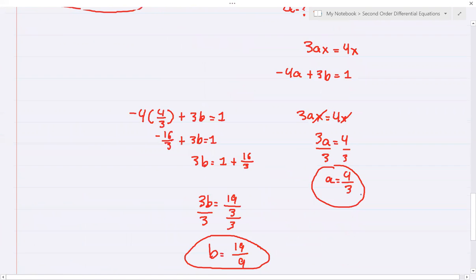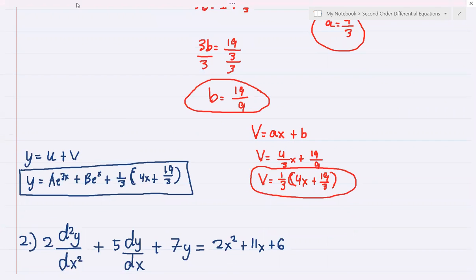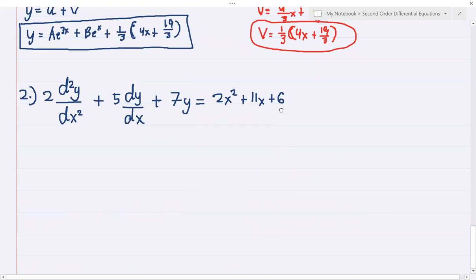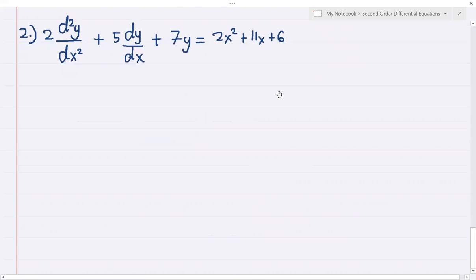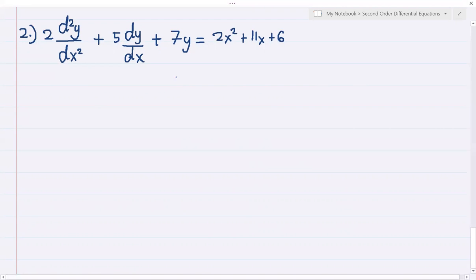So you see, that's basically how you do it. All right, so now let's try our second example. We have 2 d squared y over dx squared plus 5 dy over dx plus 7y is equal to 2x squared plus 11x plus 6. As always, your general solution would be u plus v.